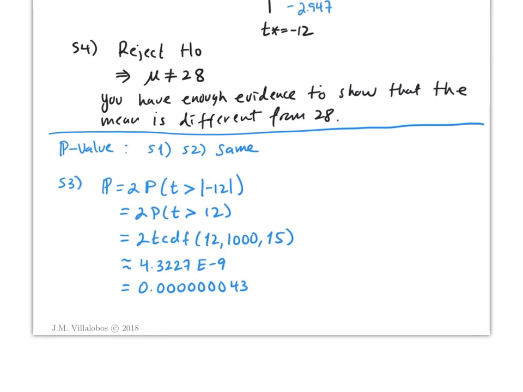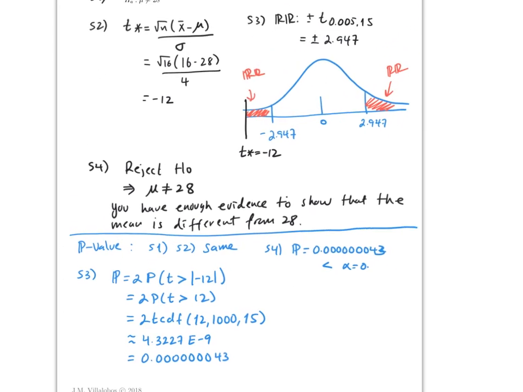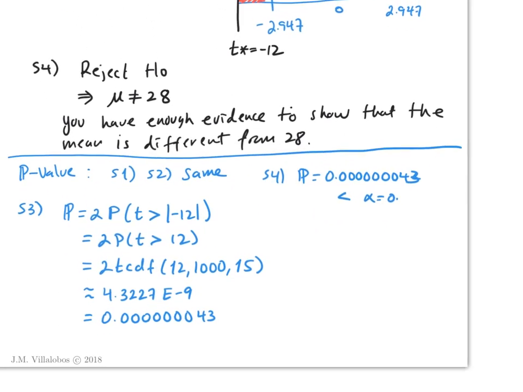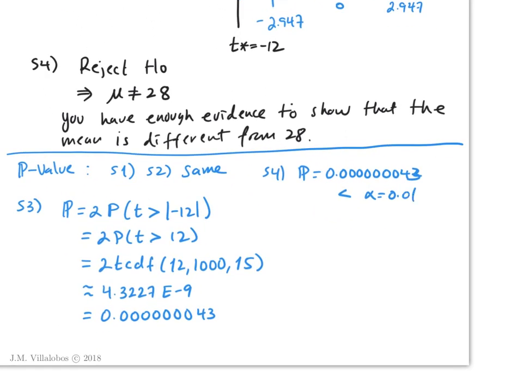Well, clearly, in step 4, the p-value is less than alpha, which was 0.01. Remember, if the p-value is less than alpha, that means reject H0.